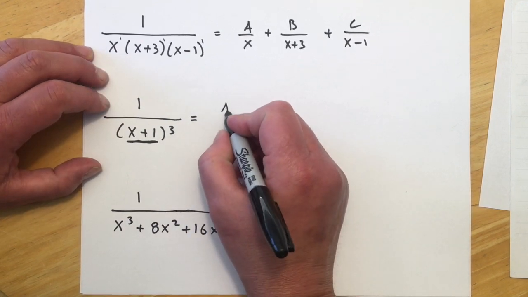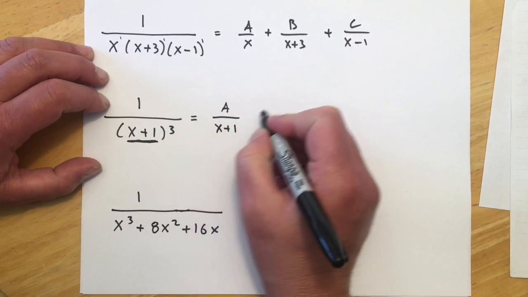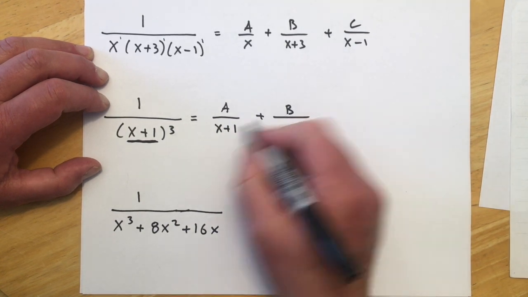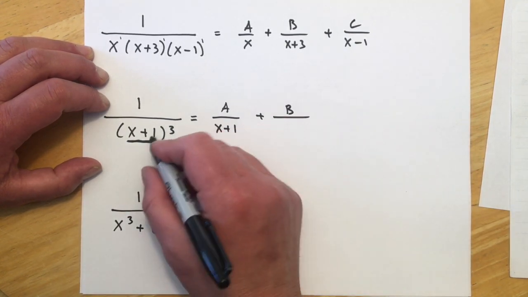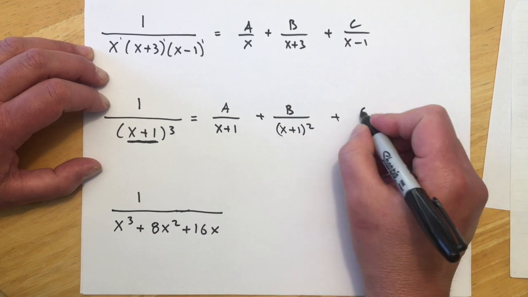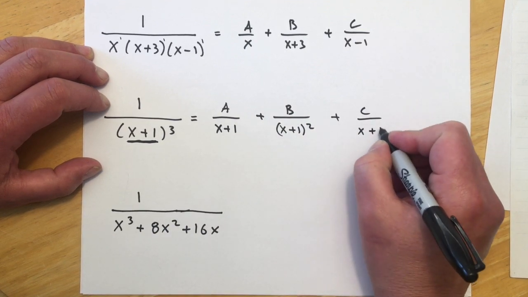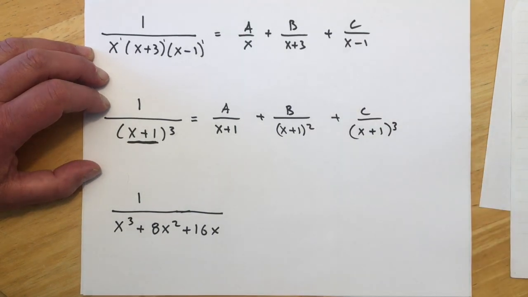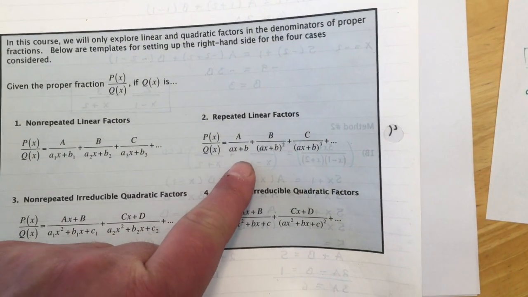So out here we're going to get A, and then x plus 1, and then B, and what we have to do is set up for every possible iteration of this. So x plus 1 squared, and C, x plus 1 cubed. So that's an example of this one.